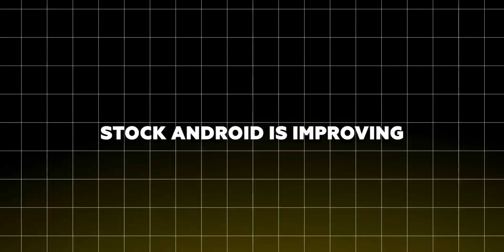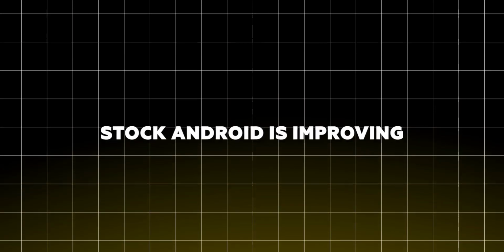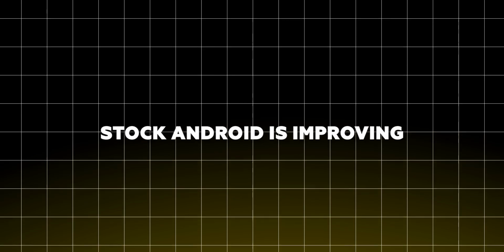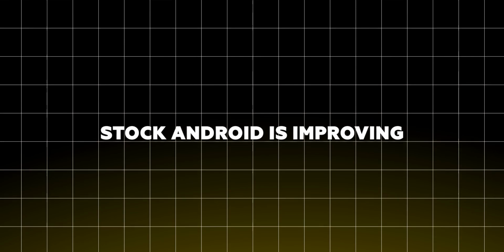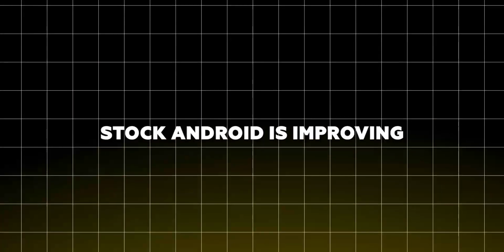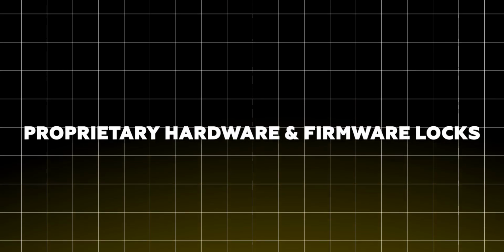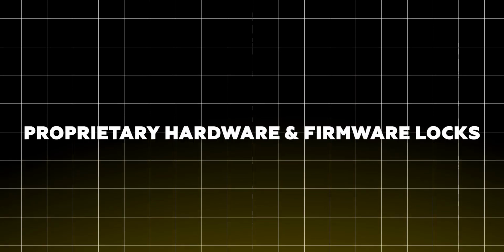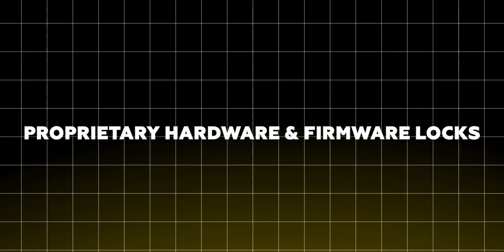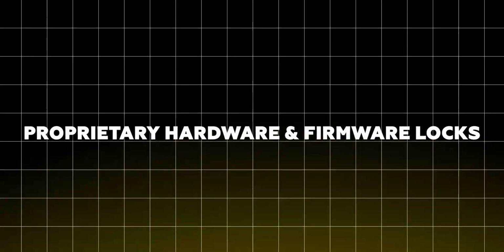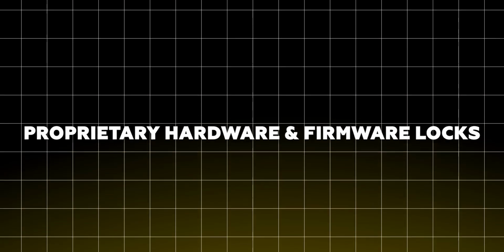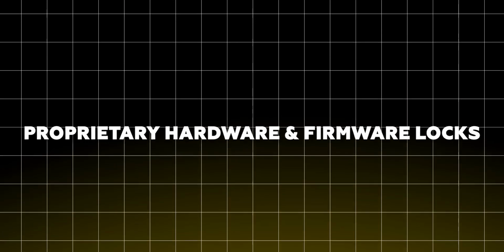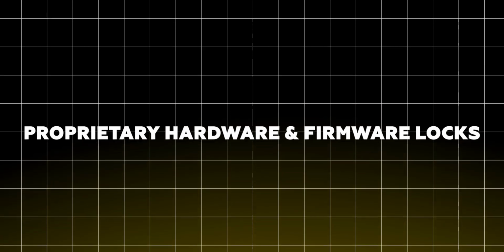Stock ROM is improving. Many OEMs now offer a cleaner, more stock-like experience with features that previously required a custom ROM, and also provide longer software support, which reduces the need for custom ROMs just to extend a device's lifespan. Proprietary hardware and firmware locks. Some brands are making bootloader unlocking more difficult and even not allowing it at all. Also, lack of proprietary drivers for cameras, lack of AI features, and hardware acceleration means custom ROMs often lack full functionality compared to stock firmware.